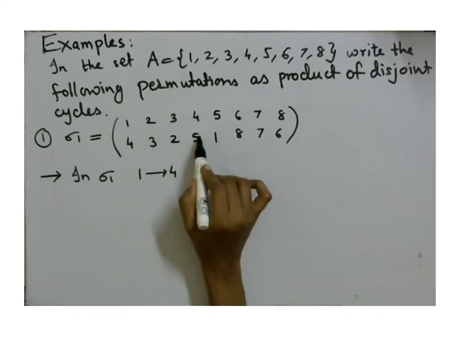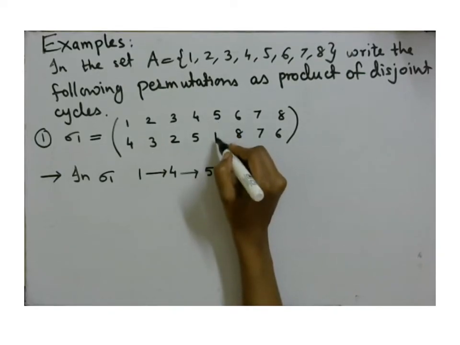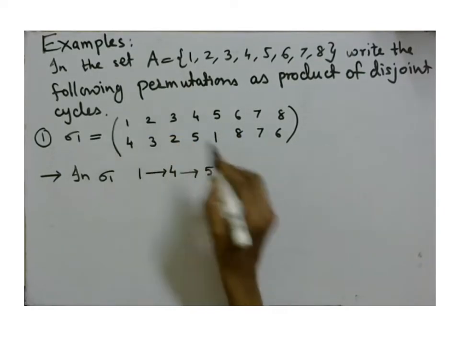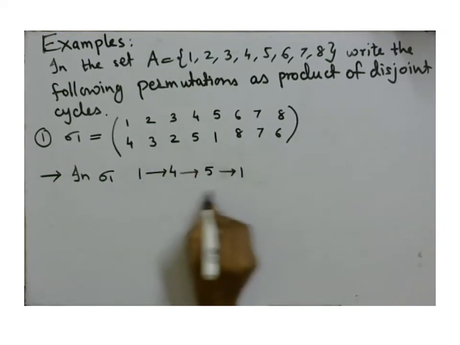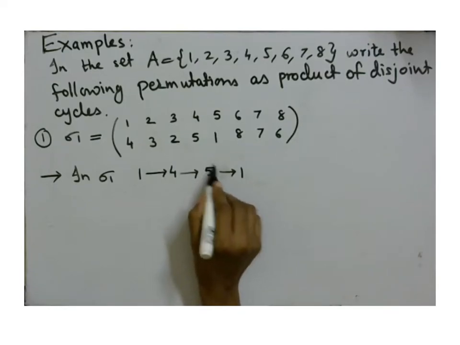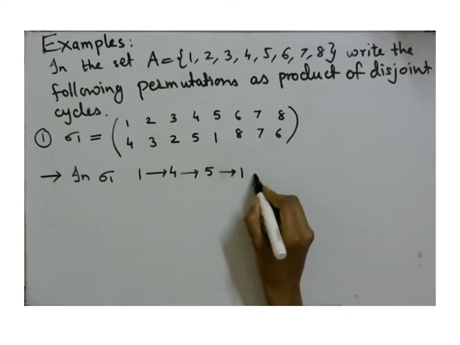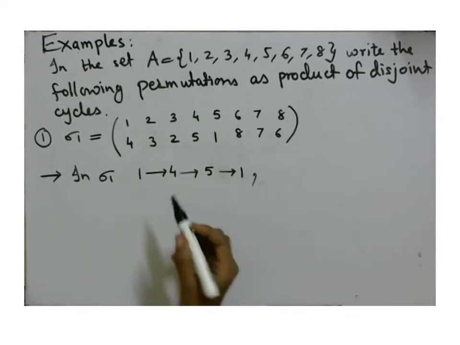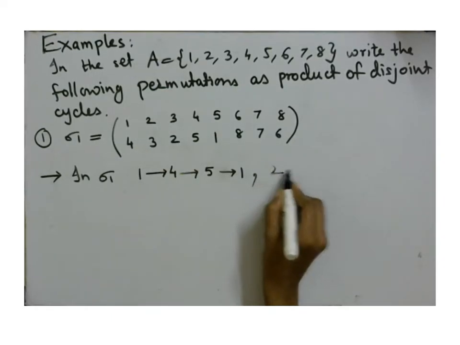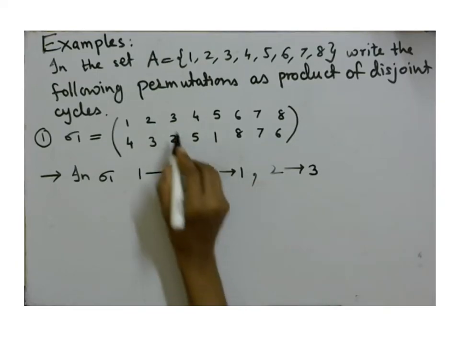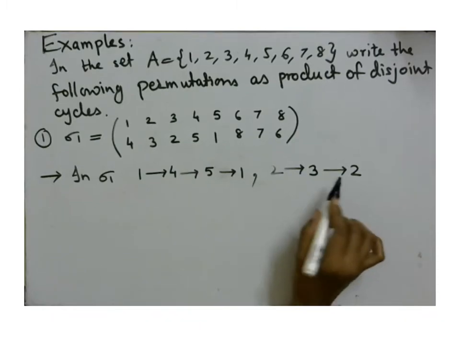Where is 4 mapping? 4 is mapping to 5. Then 5 is mapping to 1, so 5 again goes back to 1. So you got one cycle, (1, 4, 5), and 5 again goes to 1. Then look at the element which is not there in this cycle and start with that element. So the second element is 2. Let us see where 2 goes. 2 maps to 3 and 3 again maps to 2. So you got another cycle, (2, 3).